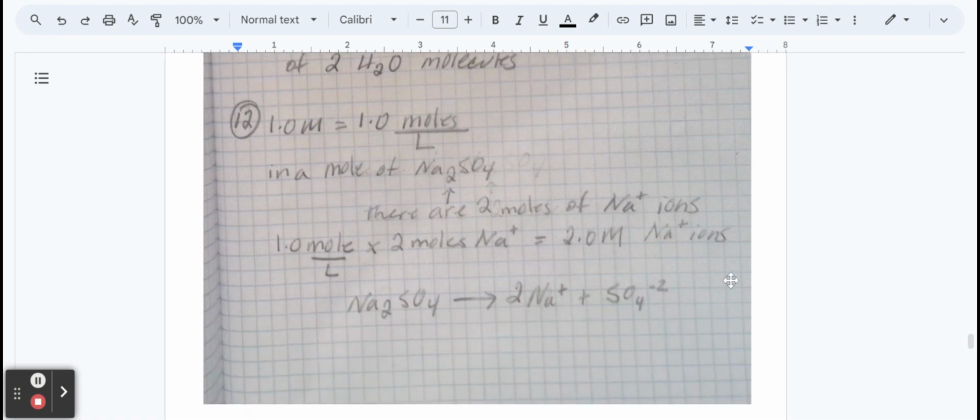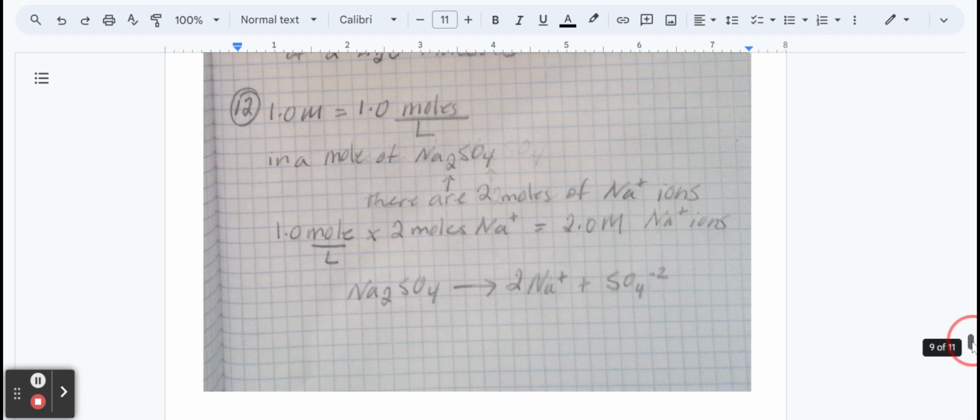Okay, so number 12 is asking us how many moles of sodium ions are in our 1 molar of solution. So in a mole of sodium sulfate, Na2SO4, we can take a look and say that there are 2 moles of Na, because I've got a subscript of 2 there, for every 1 molecule or 1 mole of sodium sulfate. And then sulfate ions, I would have 1 mole if I were asked that question.